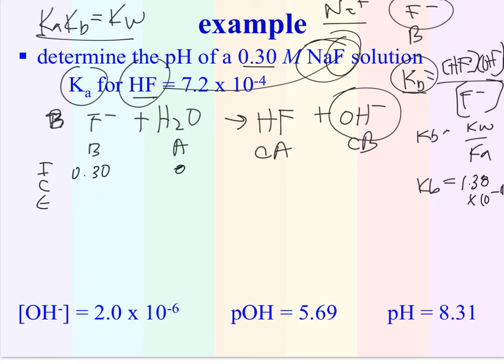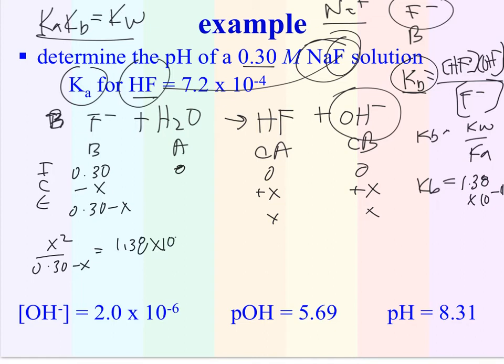Our two species here, HF and OH minus, are going to be 0 initially. We're going to see these types of changes: 0.30 minus x, and then x and x. So x squared over 0.30 minus x is going to equal 1.38 times 10 to the negative 11.